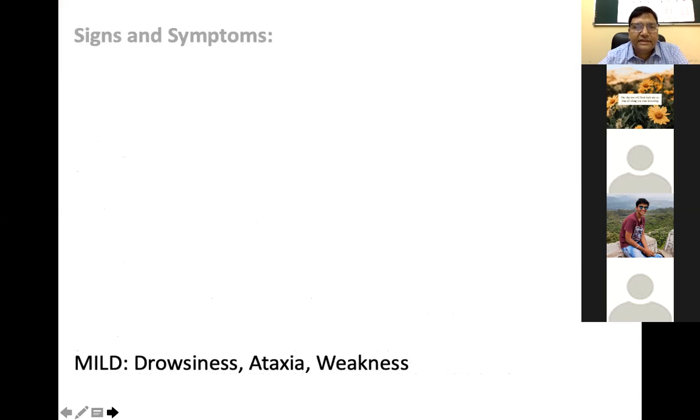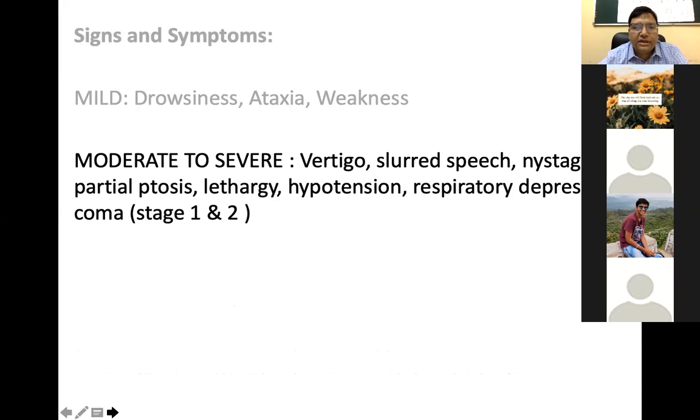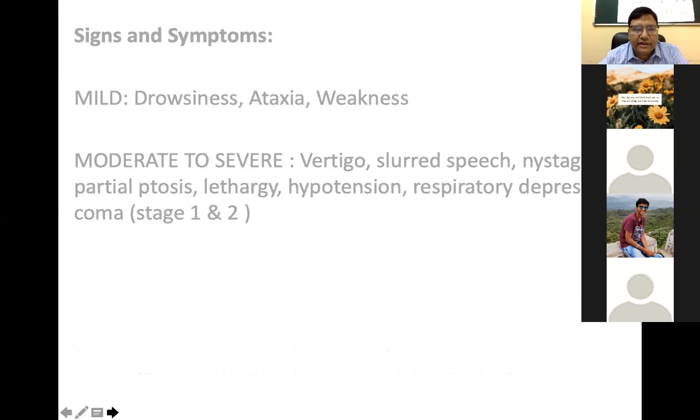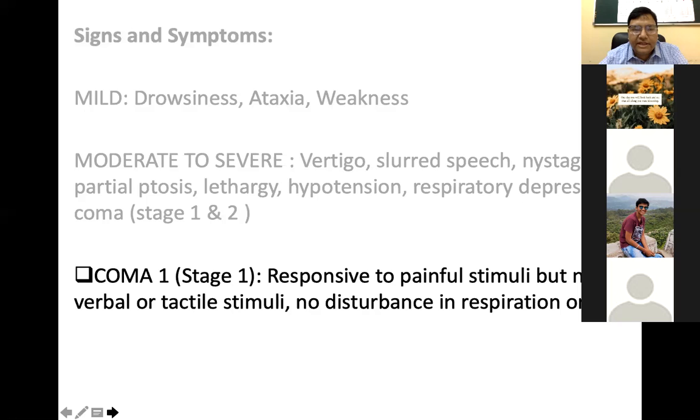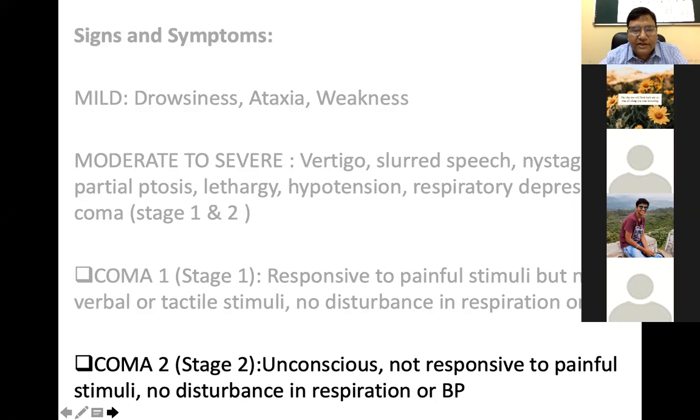So the patient presents with signs and symptoms. The mild ones are drowsiness, ataxia, weakness, and the moderate to severe ones are vertigo, slurred speech, nystagmus, partial ptosis, lethargy, hypotension, respiratory depression, and coma, which has been staged into stage 1 and stage 2. In stage 1, the patient is responsive to painful stimuli, but not to verbal or tactile stimuli, and there is no disturbance in respiration or blood pressure. While in stage 2, the patient is unconscious and not responsive even to painful stimuli, but there is no disturbance in respiration or blood pressure.